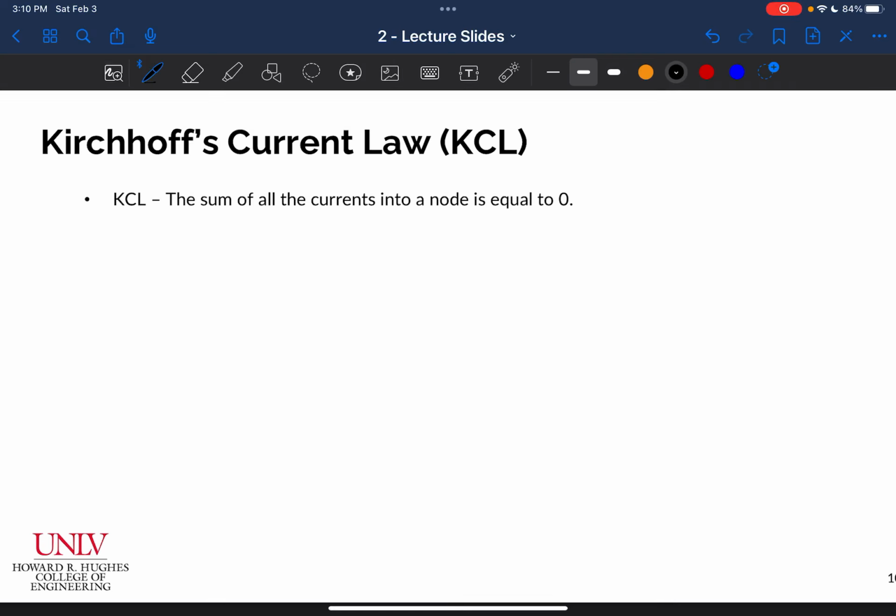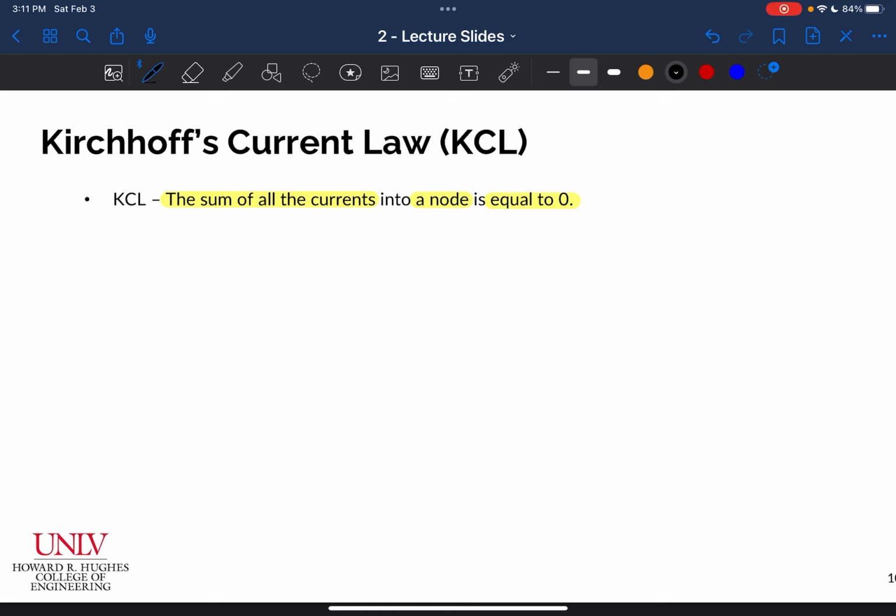All right, so now I'm going to go ahead and define Kirchhoff's current law, KCL. Let me grab my highlighter. KCL just states that the sum of all the currents into a node is equal to 0. In the KVL that we discussed previously, that was the first law that was very important. That's the sum of all the voltage drops in a loop is equal to 0. Kirchhoff's current law, or KCL, has to do with currents rather than voltages, and it says that the sum of all the currents into a node is equal to 0.